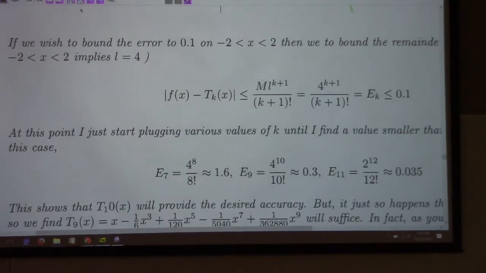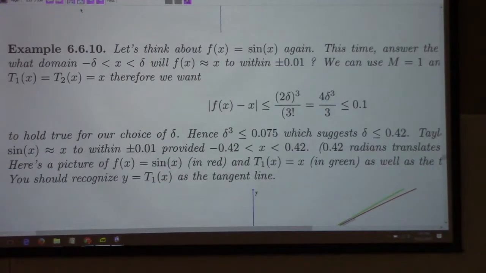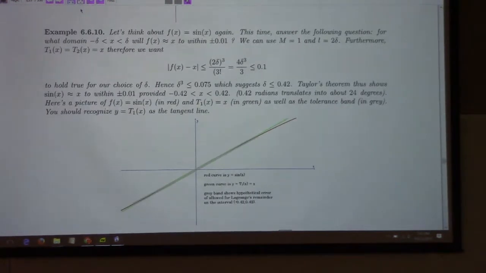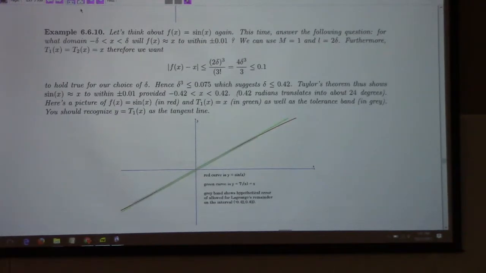I've got one or two more of these. I'll show you the one I'm interested in. Oops. Let me zoom out a bit. Here's actually a picture showing you that sine x is equal to x within 0.01 for that far. There's a picture of it actually happening. And here's the analysis, which proves that will happen on the basis of Lagrange's form of the remainder.